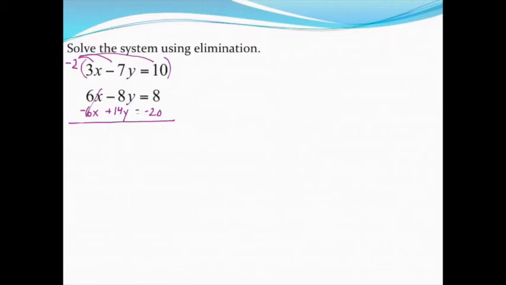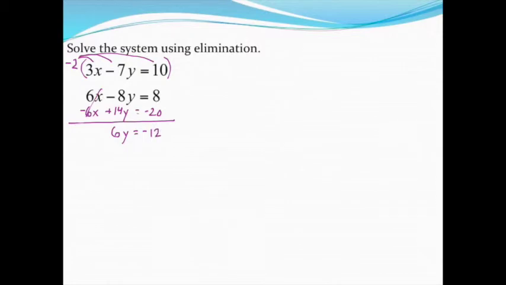Sometimes it's going to take multiplying both equations by a number. Sometimes I may have to multiply the second equation by something as well to get opposites, and if that's the case, then so be it. But anyways, let's go ahead and finish this problem using this method. So negative 8y plus 14y leaves me with 6y, because my x's have been eliminated. And then add these together too, I get negative 12.